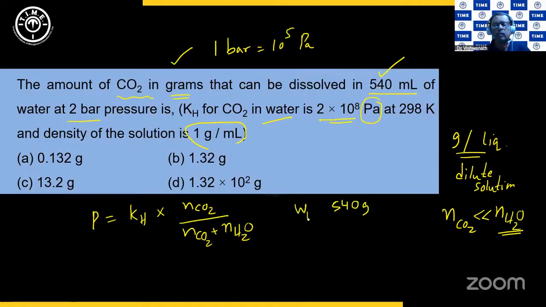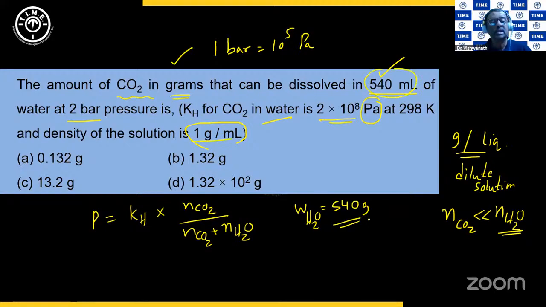So weight of water, right? In chemistry, we do not distinguish between mass and weight. Though it is mass, we call it weight. Molecular weight is molecular mass, no difference. So the weight of water is 540 grams, right? Because the volume is 540 ml and the density is 1 gram per ml.